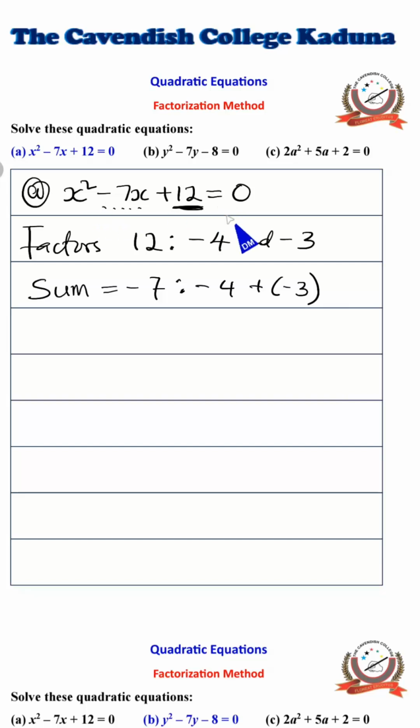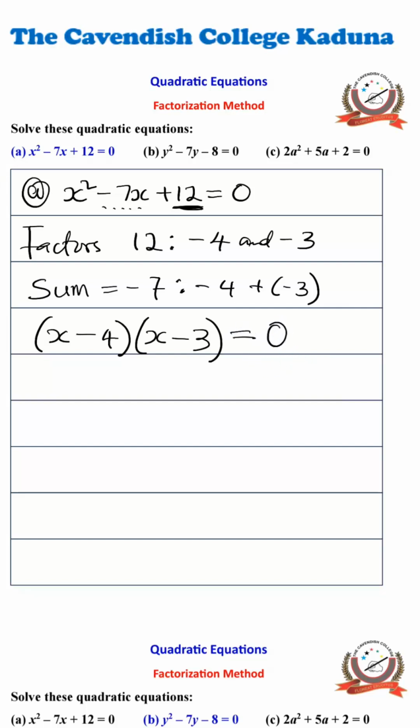To factorize this, we open a bracket and put the first factor: x minus 4. Then in the second bracket, it will be x minus 3. These are the two factors of 12 that we have obtained, whose sum is negative 7. This will now be equal to 0.